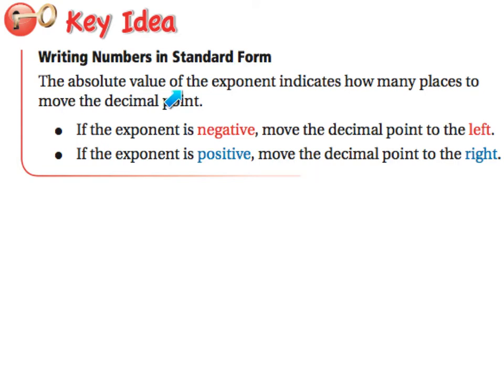The absolute value of the exponent indicates how many places to move the decimal point. If the exponent is negative, you're going to move the decimal point to the left. If the exponent is positive, you're going to move the decimal point to the right. So for example, 5.321 times 10 to the 6th power. Now, if you really wanted to, you could take 10 to the 6th power, figure out what number that is, and then multiply it by 5.321.